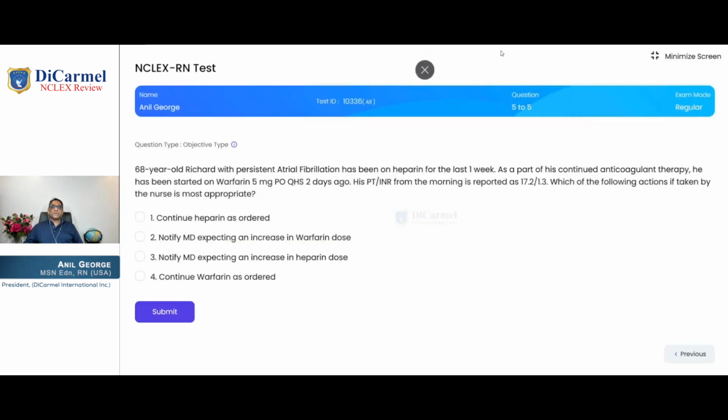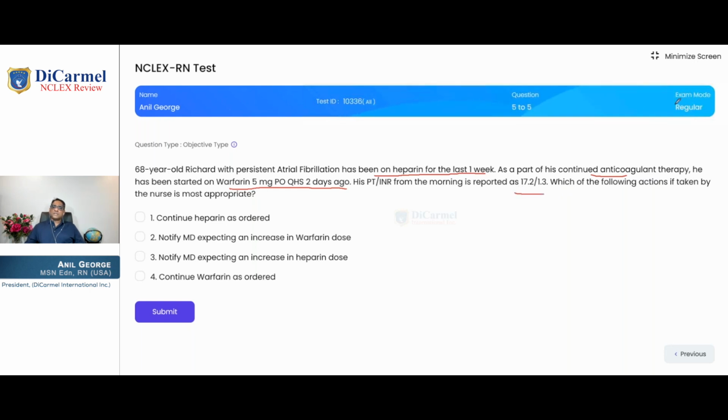Now, let me take you back to the question once more. With the information we just learned, if you look into this question, what can you actually see here? While this patient came in, we started the patient on heparin. That was a week ago. Now, as a part of continued anticoagulant therapy, the patient has been started on warfarin, 5 mg PO every night, 2 days ago. And the PT-INR is 17.2, 1.3.